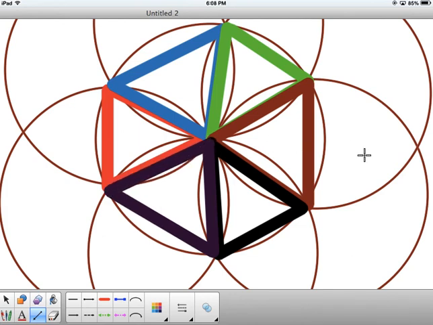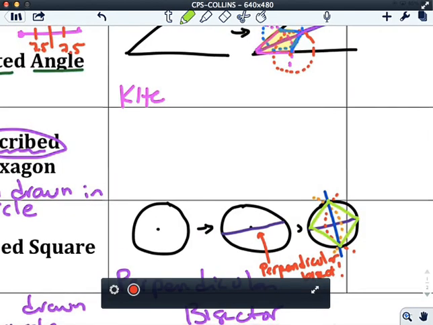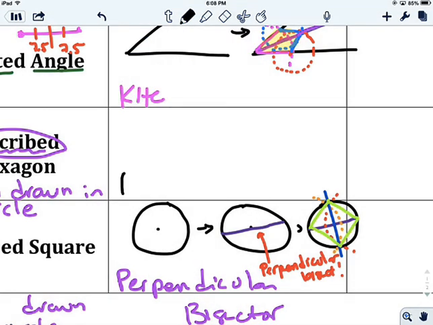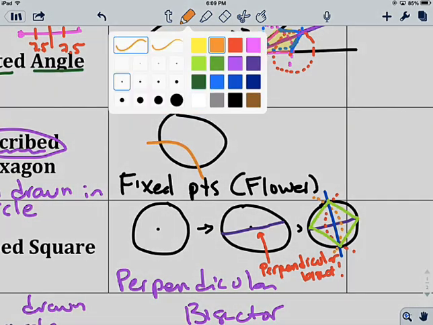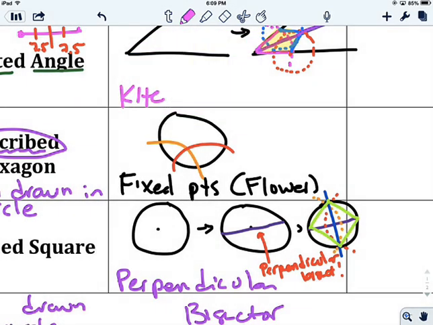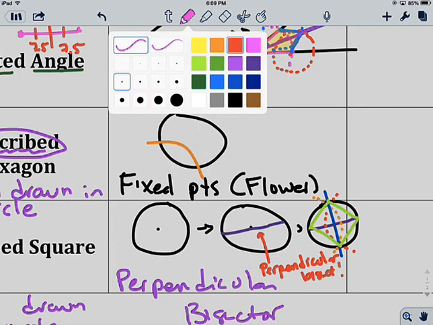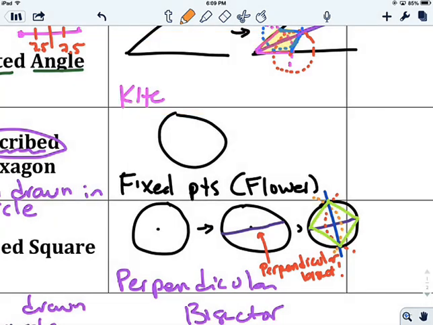Now the key was I used the same circle distance as the original circle. That's actually how it worked. But in the end, it's just about fixed points. So I would say here, I'm going to mark down anything for the inscribed hexagon. It's just going to be fixed points. In other words, a flower. Okay. And so it's going to be super messy to try to draw. I'll do my best. It didn't turn out perfect, but you get the point.